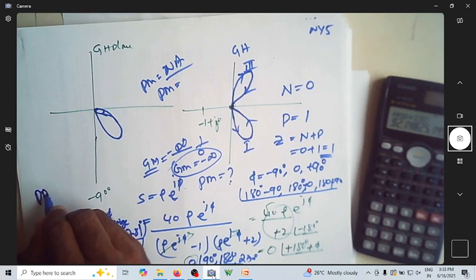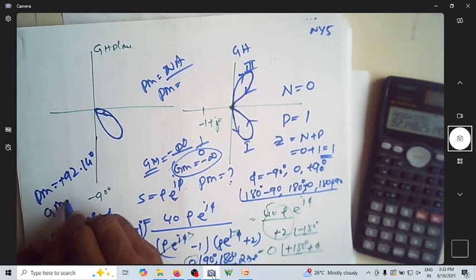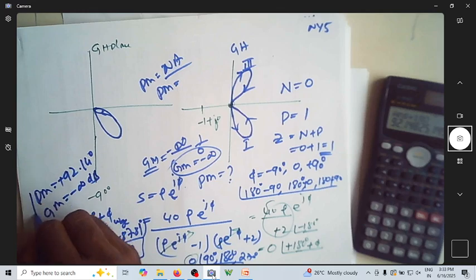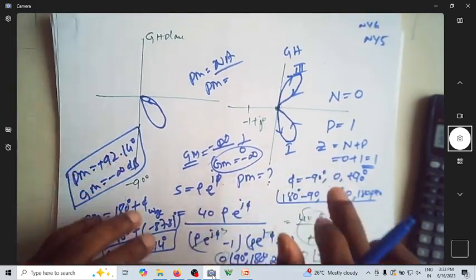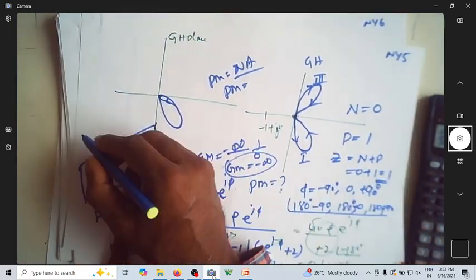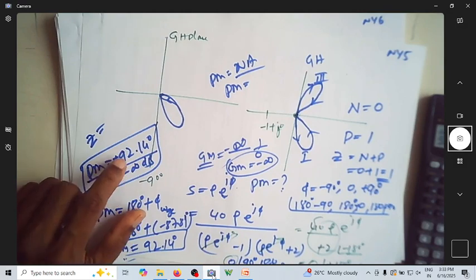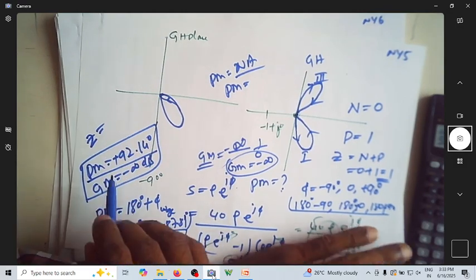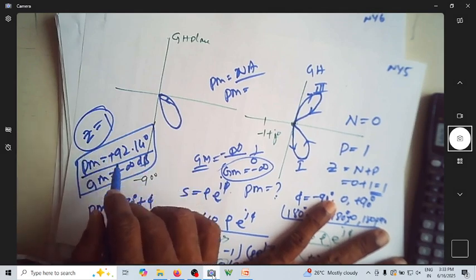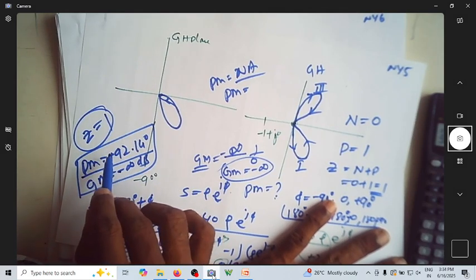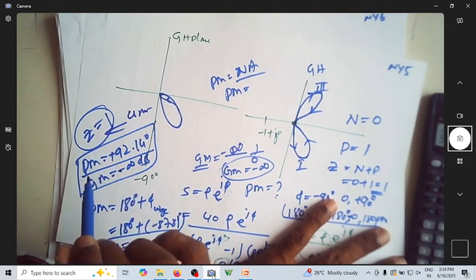Now you can see phase margin is positive, 92.14 degree. Gain margin is minus infinite dB. So what is the stability of the system? What do you mean by phase margin of plus 92.14 degrees? Now Z is equal to 1. This is gain margin, this is phase margin. So when Z is equal to 1 and gain margin is negative, phase margin positive, the system is unstable. That's for sure.